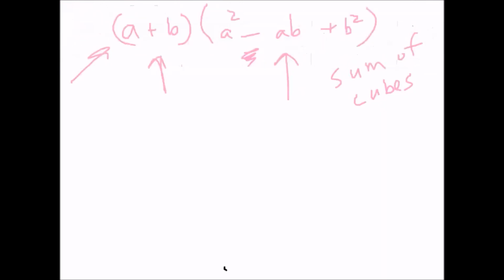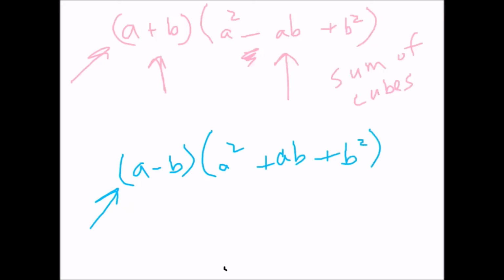Okay, how can you remember the difference of cubes? Well, it starts out the same. It's a minus b to remind you that it's the difference of cubes. And this one's opposite, so a squared plus ab plus b squared. That's the difference of cubes.